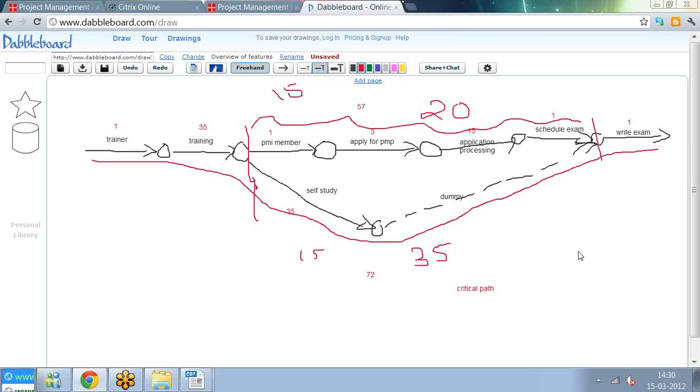Right. The problem is, without understanding this, you will not be able to use Microsoft Project as a project management tool. Because on Microsoft Project, you will see a red line running through a set of activities. All those activities are on the critical path.